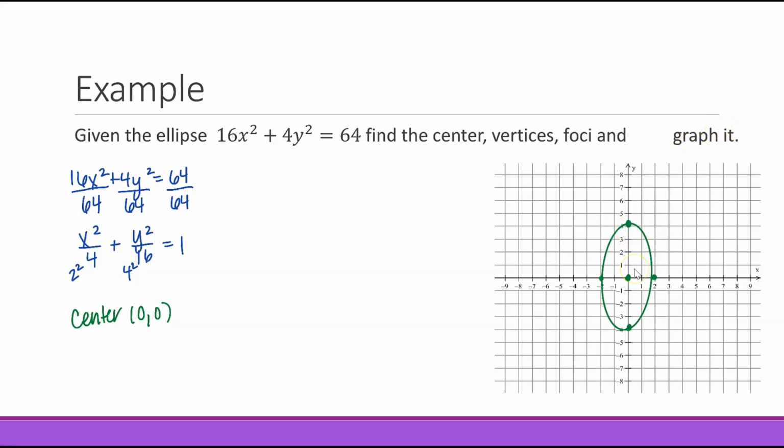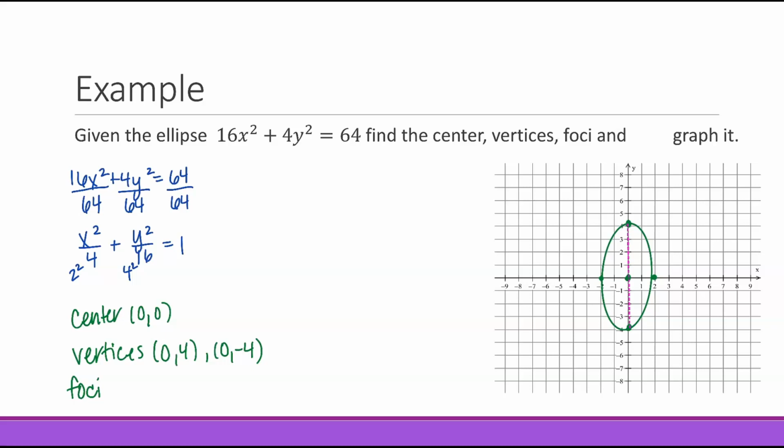So here is my center, 0, 0. Here is my ellipse. We graphed it. So we know that the major axis is vertical, and therefore the vertices are these values, 0, 4 and 0, negative 4. So the vertices are always along the major axis. So the vertices are 0, 4 and 0, negative 4.